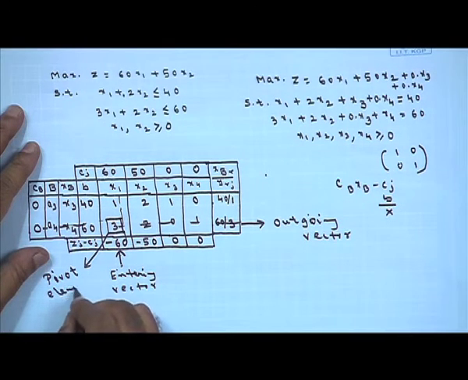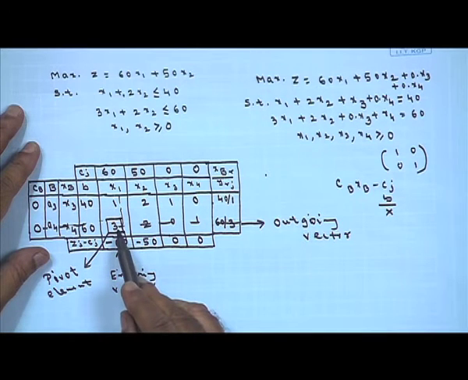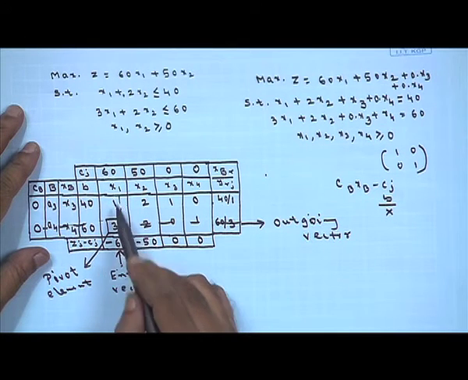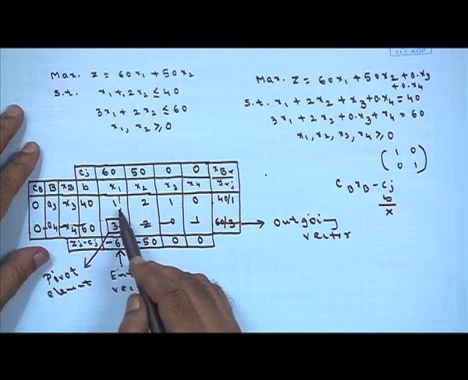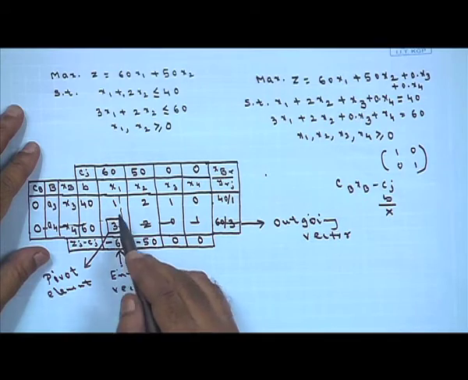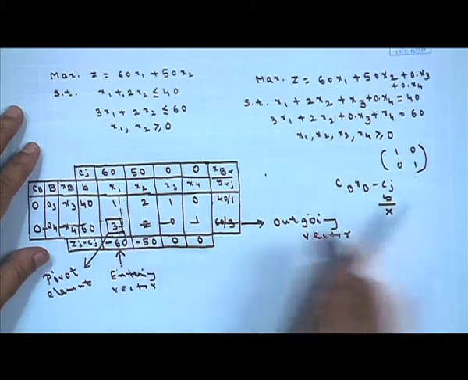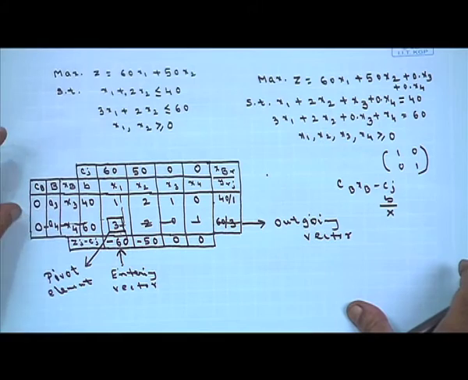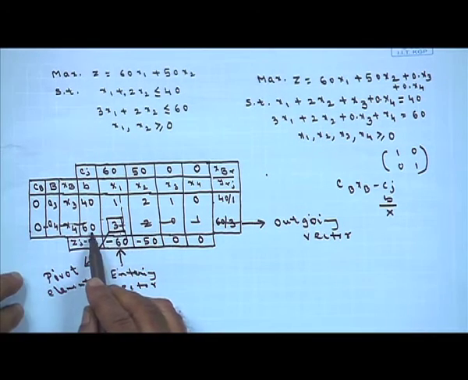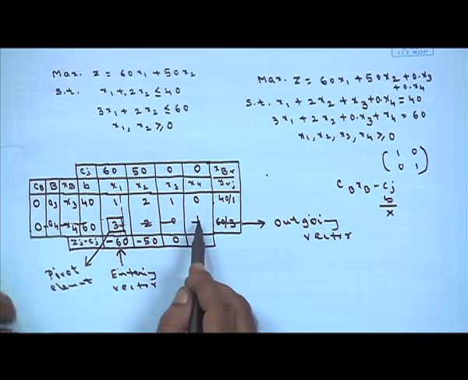So, what I have to do in the next table, I will make this pivot element as 1 and in all the other elements of this column, the first column, I have to make 0. So, I have to manipulate the matrix in such a way that this element becomes 1 and all other elements of this column will be 0. To make this particular element 1, I have to divide the entire row by 3.